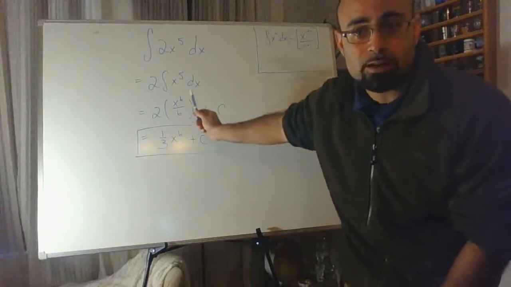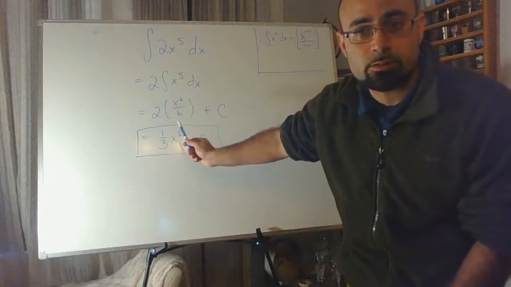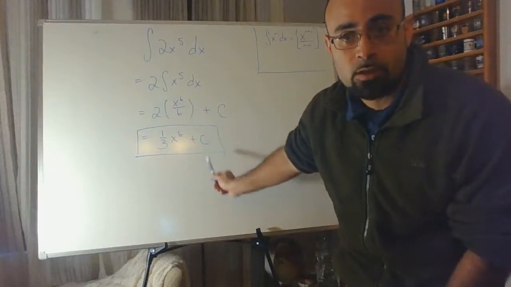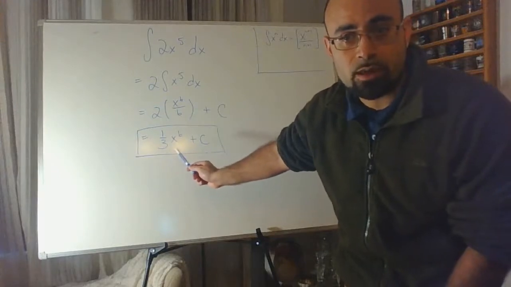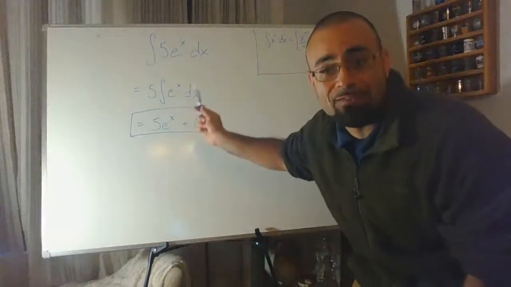So here we had x to the 5th, and we're going to make it x to the 6th over 6. And then plus c, because we don't know what the constant was, it canceled out. At the very end, you take the 2 divided by 6, it becomes a 1/3, and you get x to the 6th over 3 plus c.